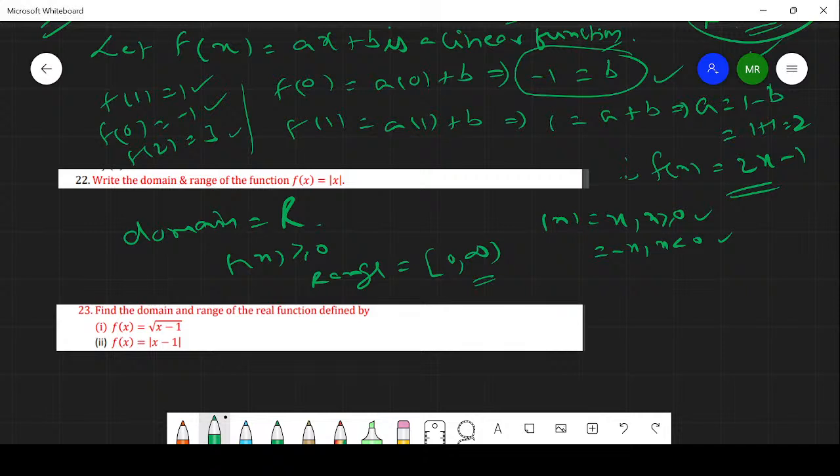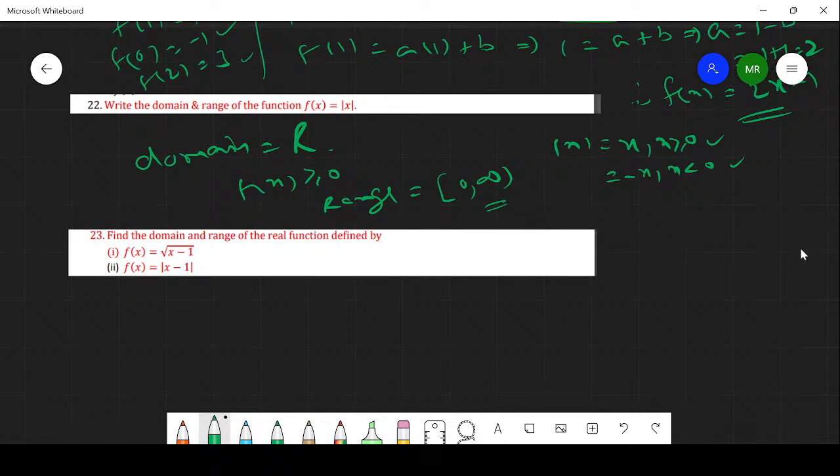You can see the next one. Find the domain and range of the real function defined by f of x is equal to root of x minus 1. This is given. First, they are asking the domain of this function. When they are asking the domain of this function, be careful here.